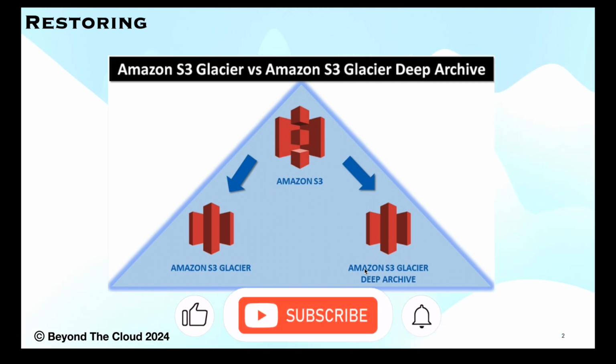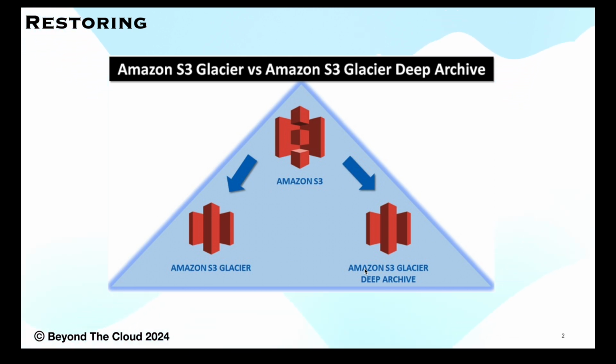And after the restore request is done, AWS gives you the data in Glacier itself, and then you can take the data out of Glacier. You can copy the data from Glacier to standard, and from standard to your local if that is needed.